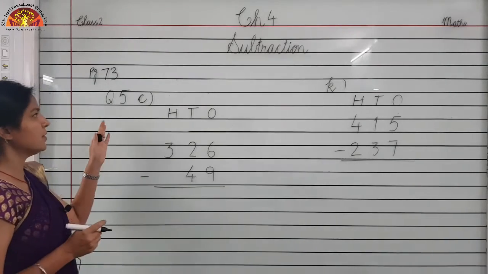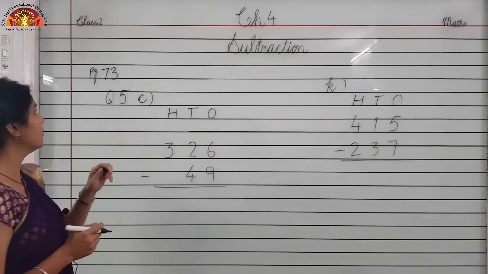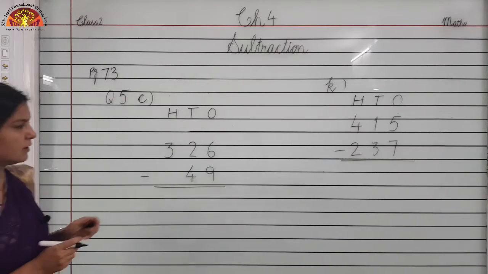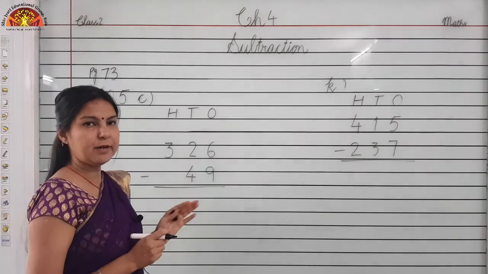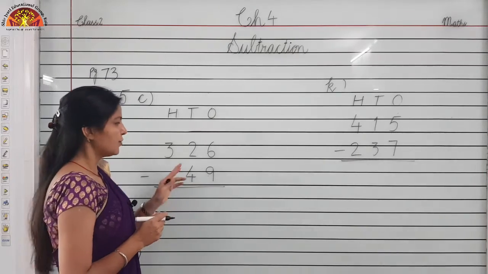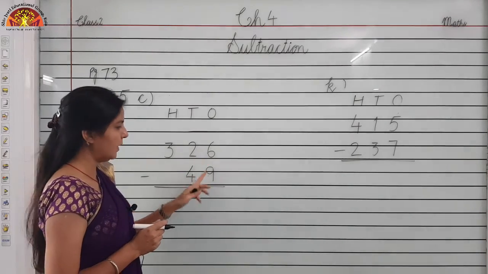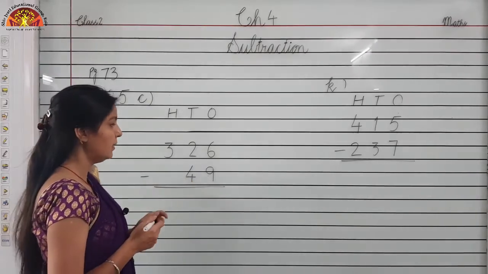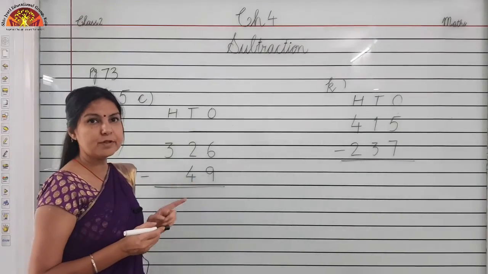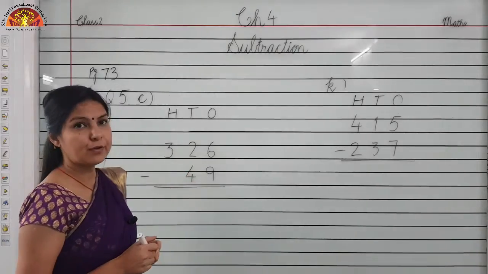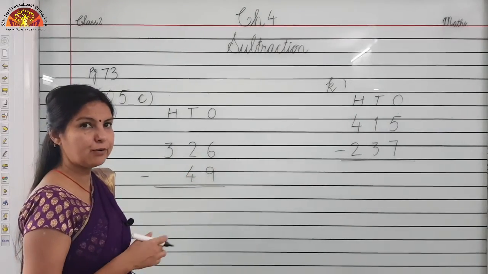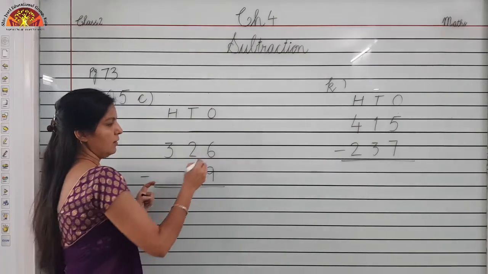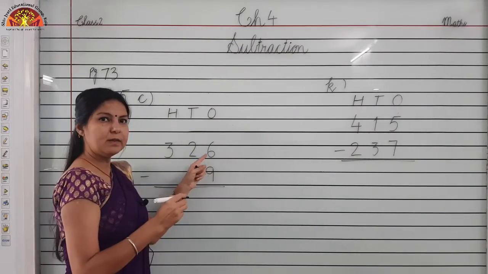Now we will see question number 5. This is C part of this question and this is on page number 73. Now children, here again we will subtract first of all ones place digit. So here 6 is written at the top and 9 is written below it. Now you have to find out which number is bigger here. 9 is bigger, so we cannot subtract 9 from 6. So what we will do? We will borrow from the number which is at tens place. So we have to make it big.